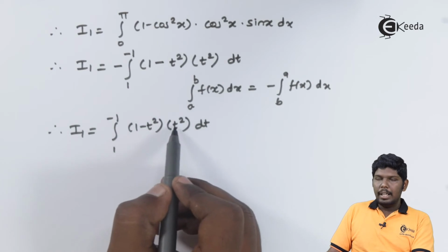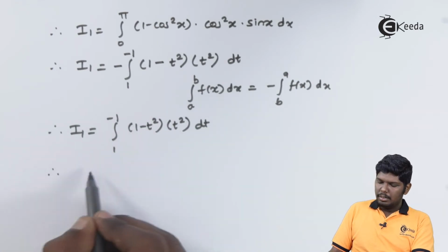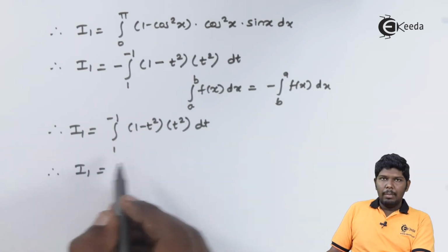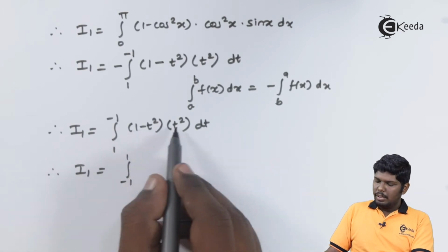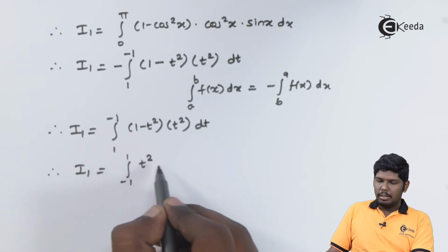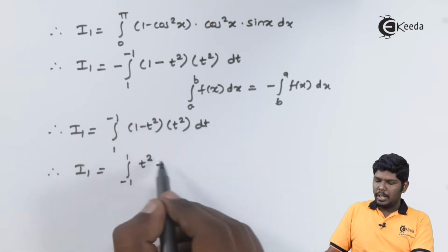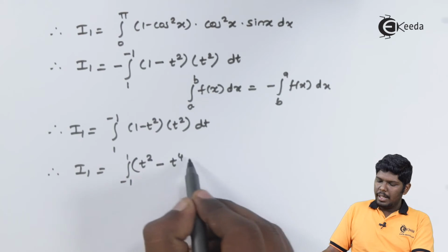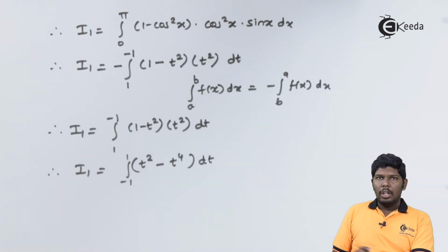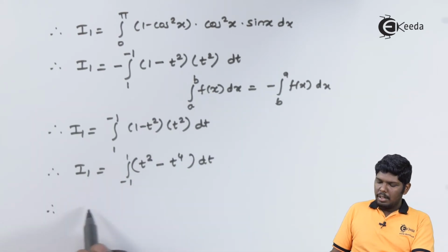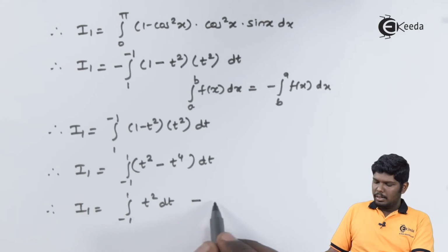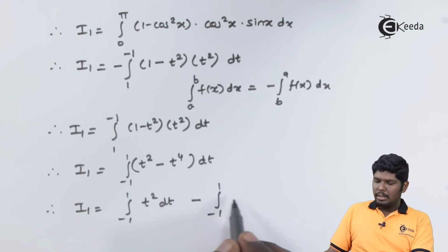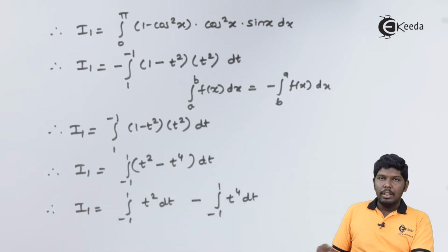Further, we can multiply t square to both the terms. So I1 will be minus 1 to 1. T square into 1 will give you t square, minus t square into t square will give you t raised to 4 dt. On separating the integral, we have I1 is equal to integral minus 1 to 1 t square dt minus integral minus 1 to 1 t raised to 4 dt.